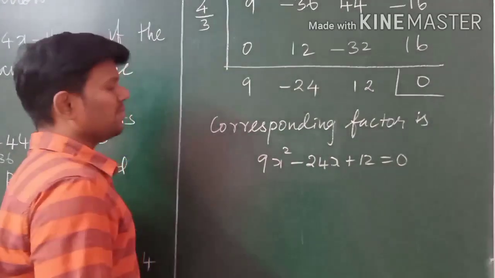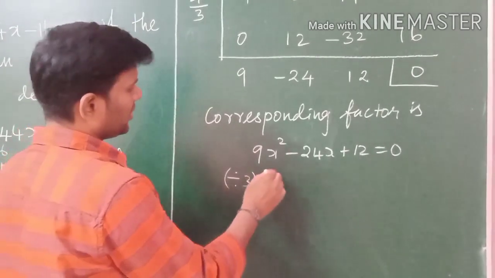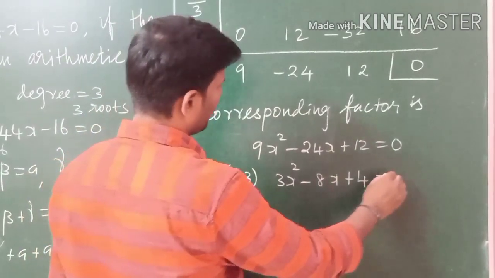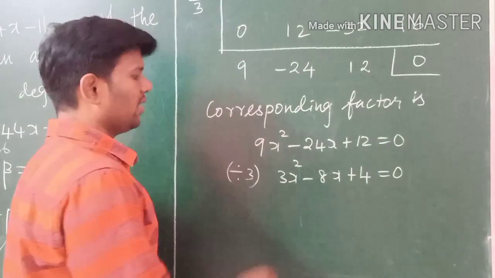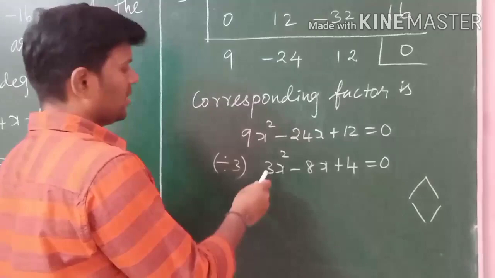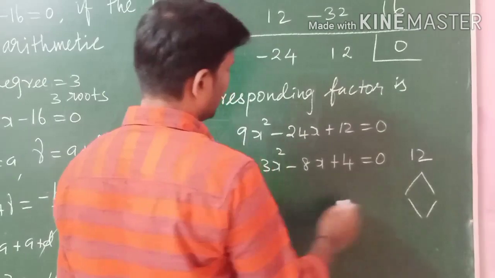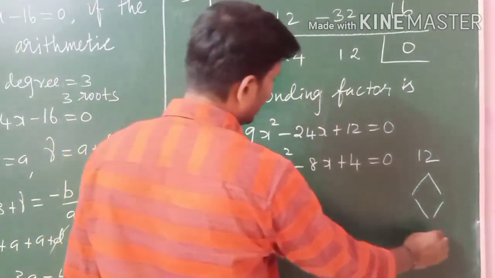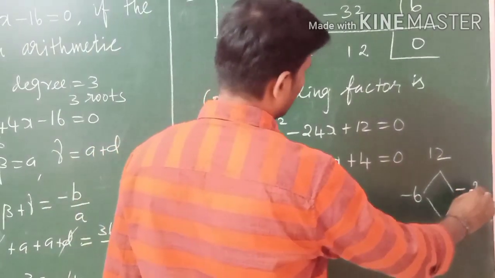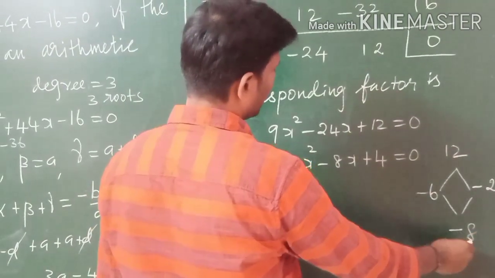You see that each term is a multiple of 3, so we will divide by 3. If you divide by 3, it is 3x square minus 8x plus 4 equal to 0. Solve this, so we have to factorize. Take the coefficient of x square, multiply with the constant term: 3 4s are 12, and the coefficient of x is minus 8. So multiply to get plus 12, add to get minus 8: minus 6, minus 2.